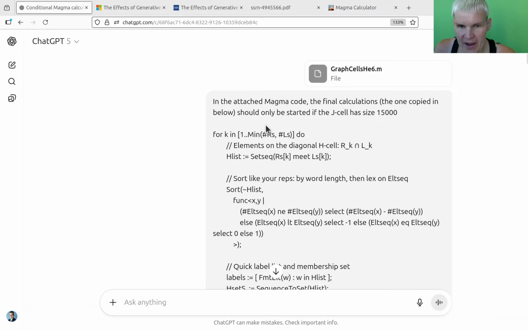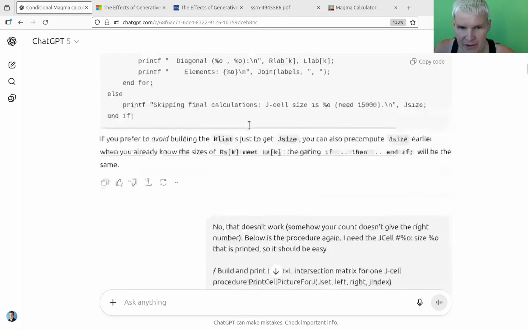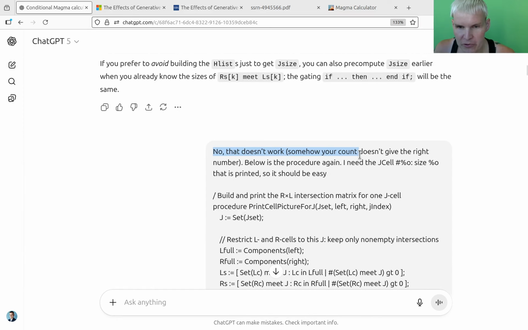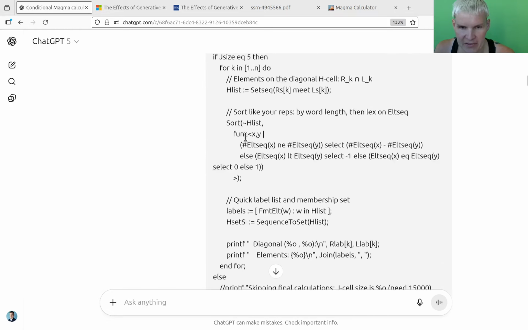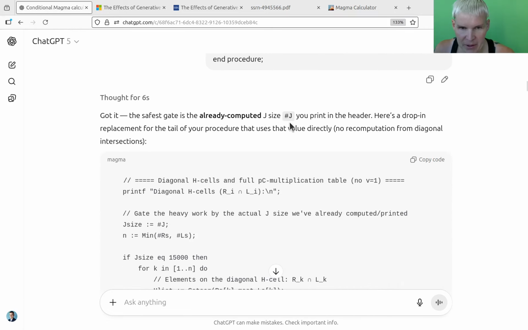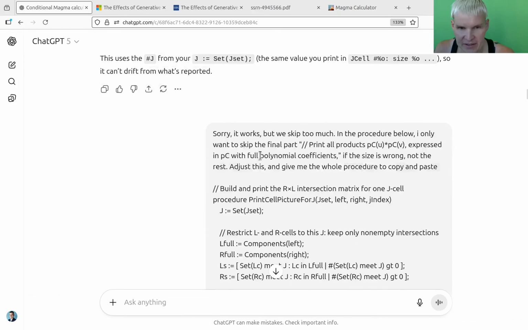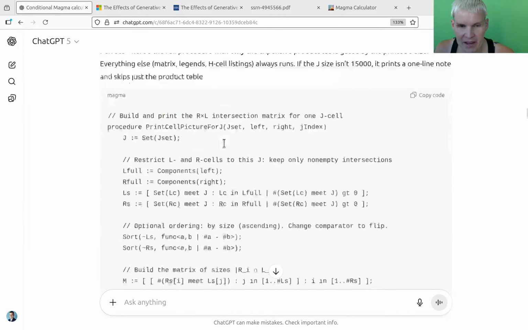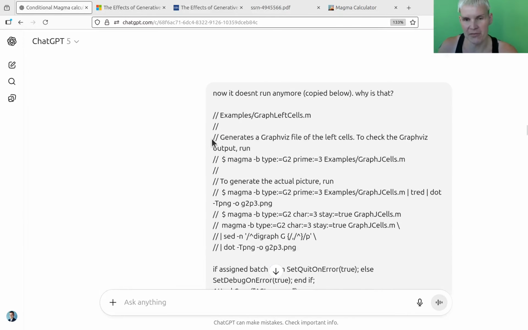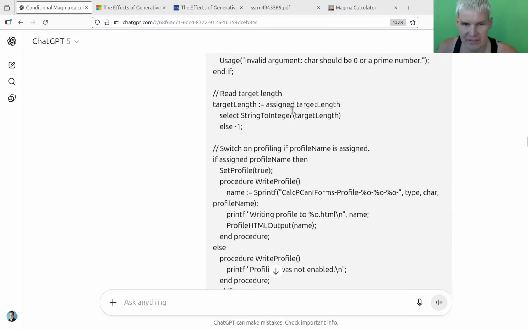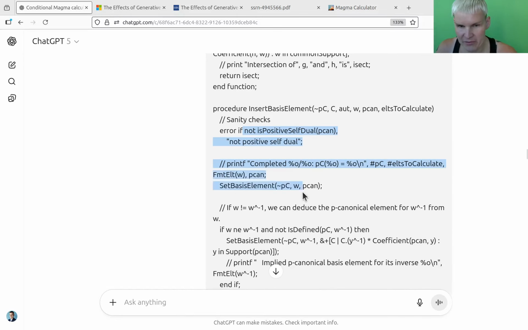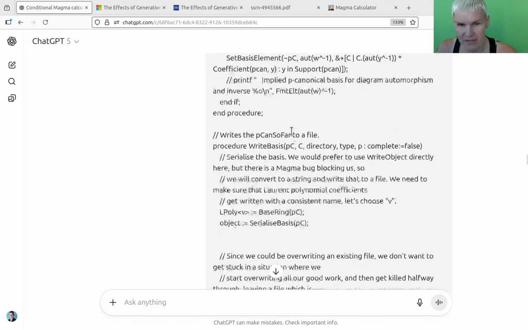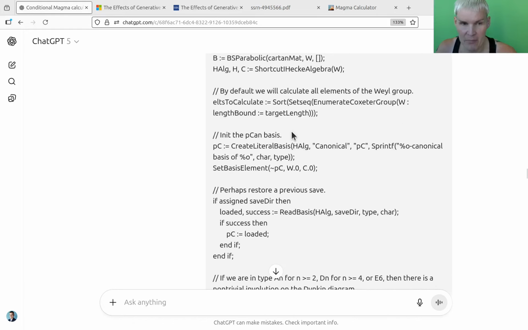Anyway, so I attached the file, and I wanted something, and it gave me code. And no, that doesn't work, somewhere it doesn't work. So I changed something, and then, sorry, it works, but I didn't want that, the procedure below. I didn't want that, and we can change that, so it's a back and forth, right? I'm guiding it, but it does all the main programming, and this is not an easy programming thing to do, as you can see.